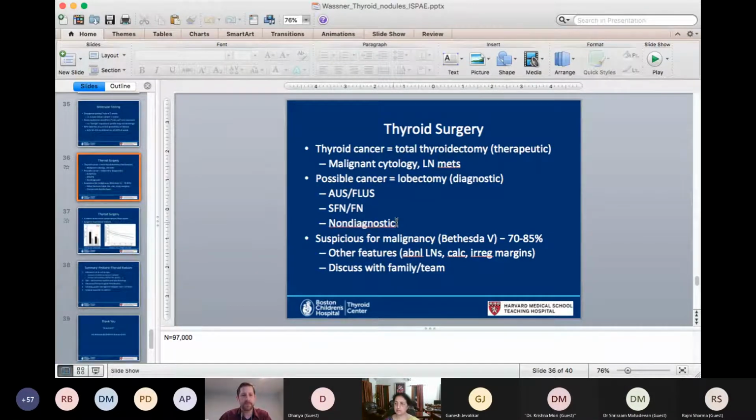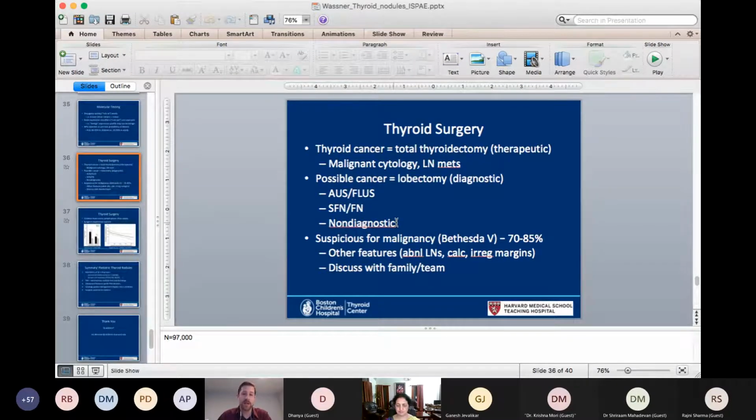Okay, the next question is by Dr. Ahila. Would you advise diagnostic lobectomy for a report of follicular neoplasm on FNAC? Or are there any specific features on FNAC in children that would differentiate between follicular adenoma and follicular carcinoma?